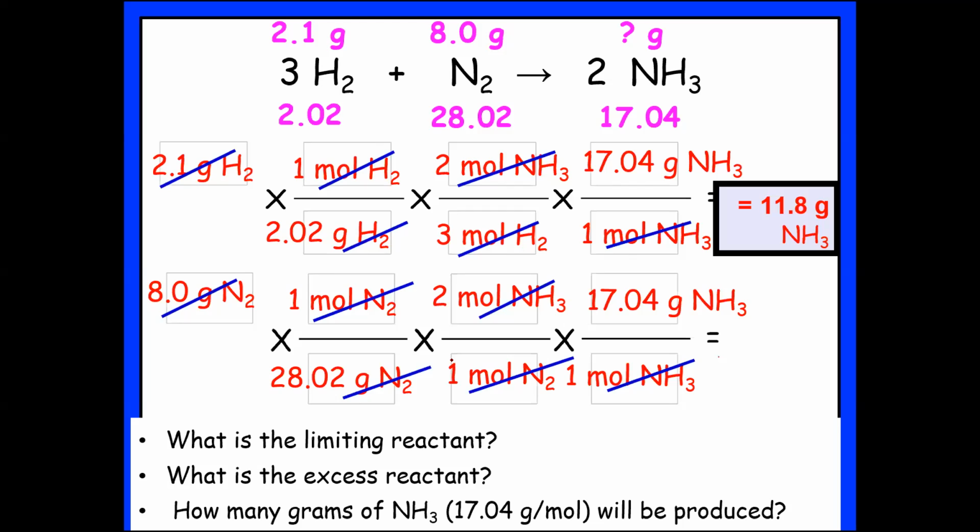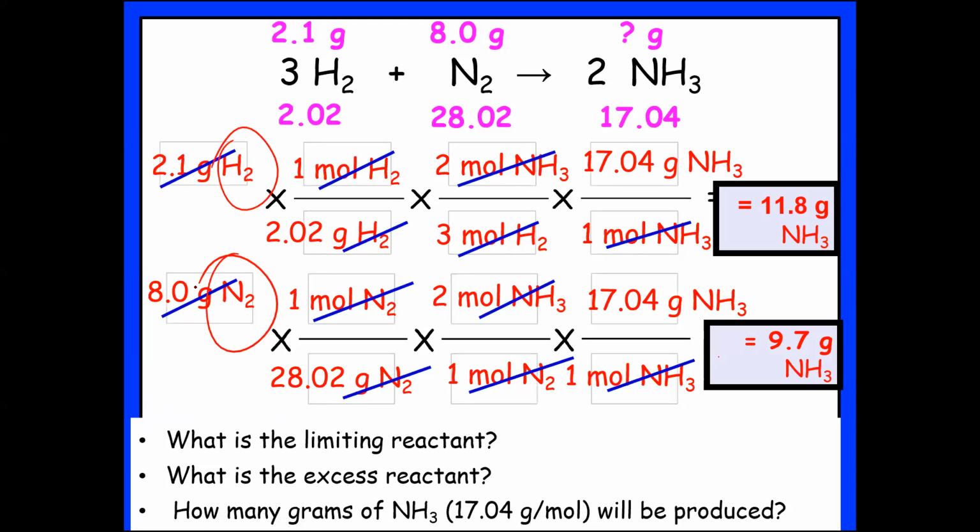Am I right? Is it 9.73? I got 9.71, but it's 9.7. So which one is going to be the limiting, and which one is going to be the excess? The excess will be 11.8, and the limiting will be 9.7. So N2 is going to be the limiting, and H2 is going to be the excess.